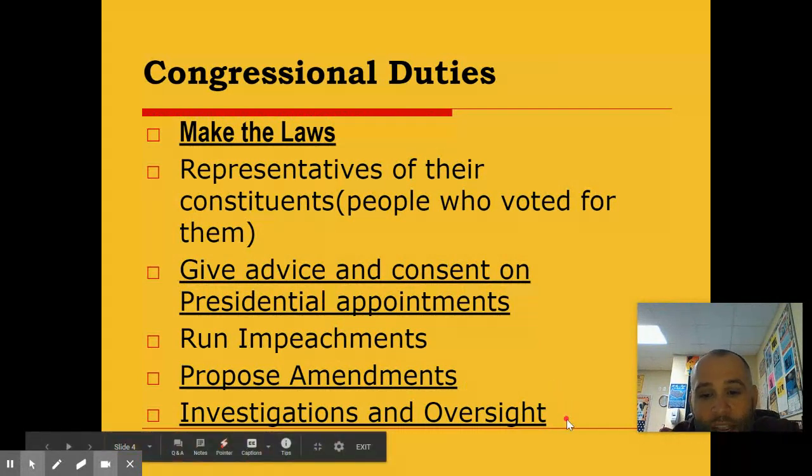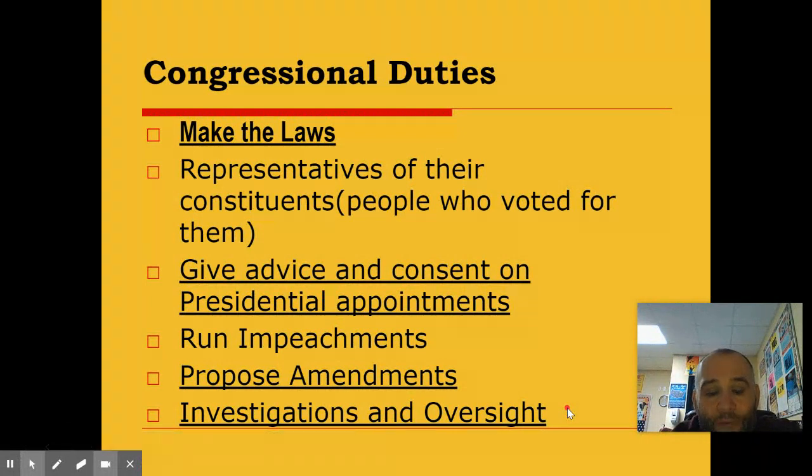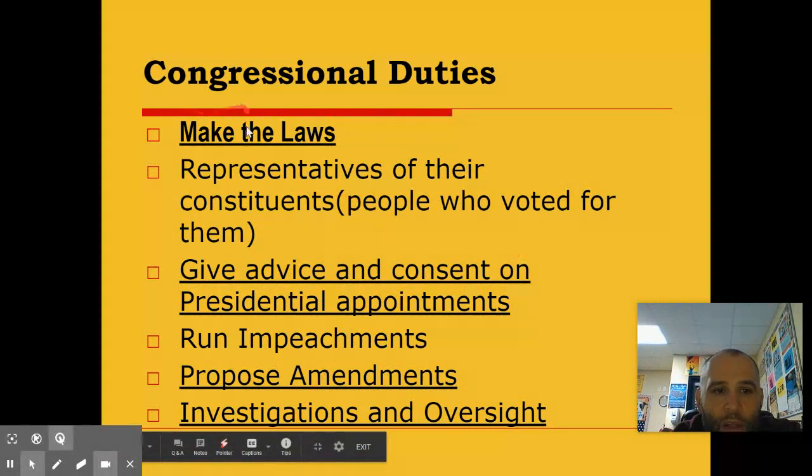And they also have investigations and oversight. That's something they're doing a lot now with the Capitol Hill riots a couple weeks ago. They are investigating what happened to see if there was a failure or any illegal actions on anyone's part. But the main one there is make the laws, but they also have some other jobs as well.